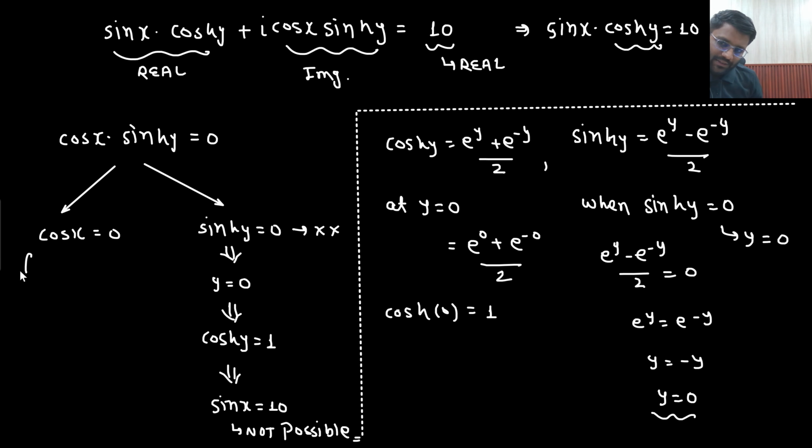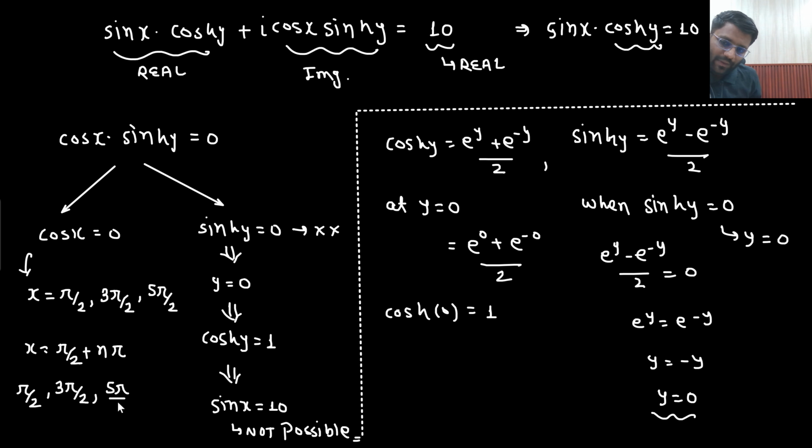And if cos x is 0, then what could be the value of x? x could be pi by 2, or it could be 3 pi by 2, because cos 3 pi by 2 is also 0, or it could be 5 pi by 2, and so on. That means you can say that x will be pi by 2 plus n pi. Your x could be pi by 2, or 3 pi by 2, or 2 pi plus pi by 2, that would be 5 pi by 2, and so on. This is the scenario.